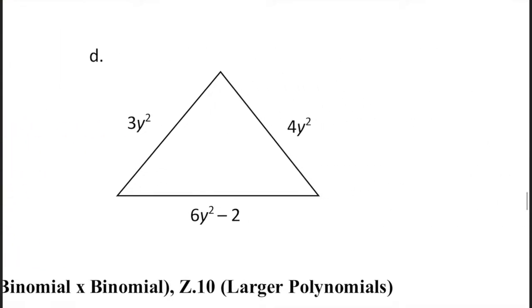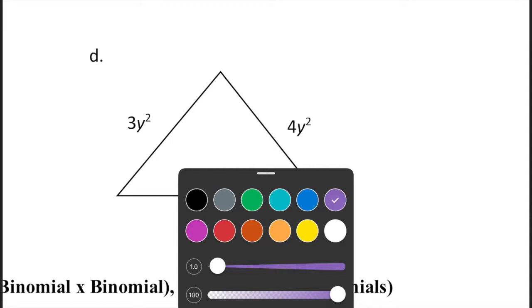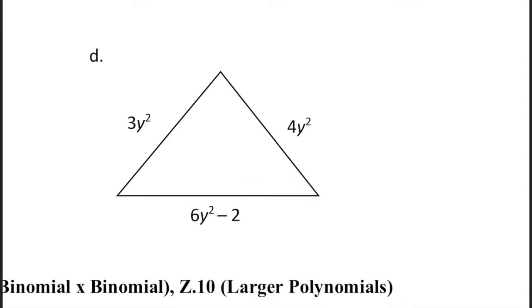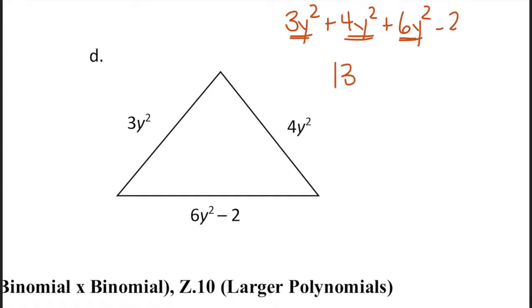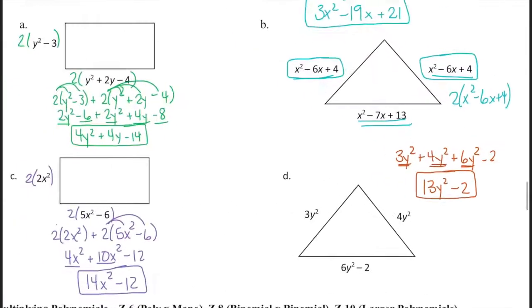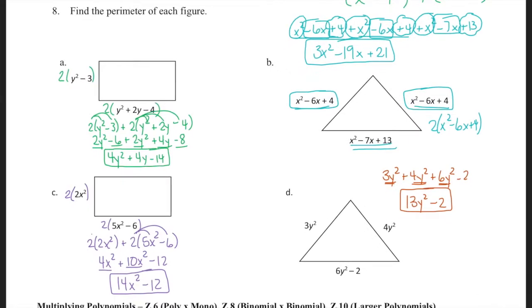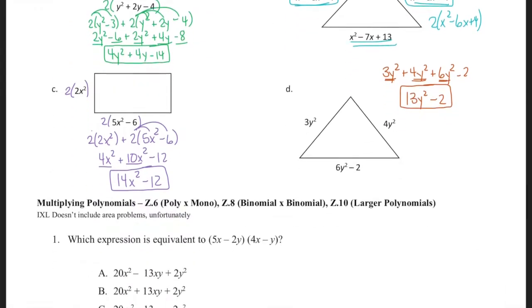And D, we have another triangle, and I see that our sides are all different, so we're going to have to do them separately. So I'll just add them up: 3y squared plus 4y squared plus 6y squared minus 2. So I've got 3y squared. 3 plus 4 is 7, plus 6 is 13, minus 2. That's it. Okay. Those were not too bad. Doing this is going to lead us into something coming up later on.